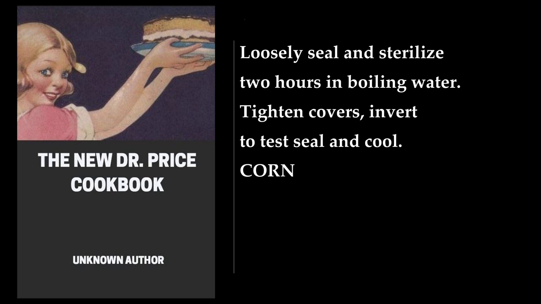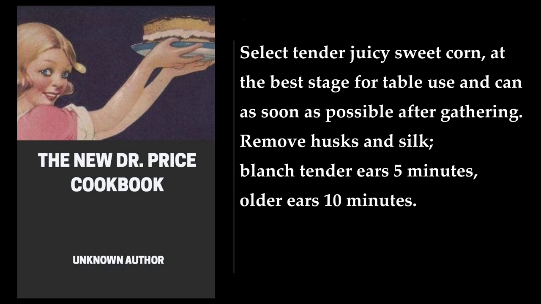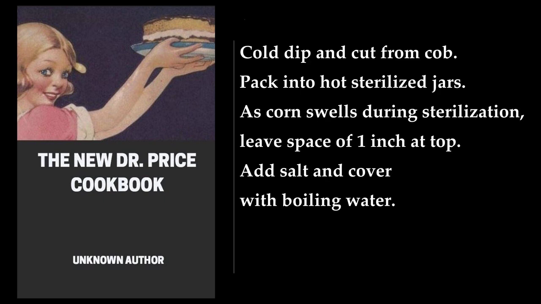Corn. Select tender, juicy sweet corn, at the best stage for table use and can as soon as possible after gathering. Remove husks and silk, blanch tender ears 5 minutes, older ears 10 minutes. Cold dip and cut from cob. Pack into hot sterilized jars. As corn swells during sterilization, leave space of 1 inch at top.